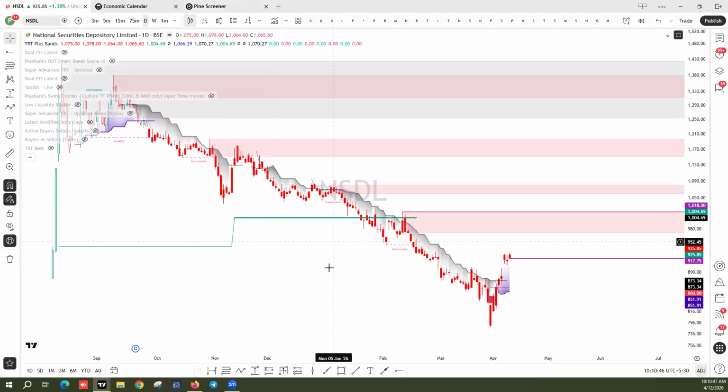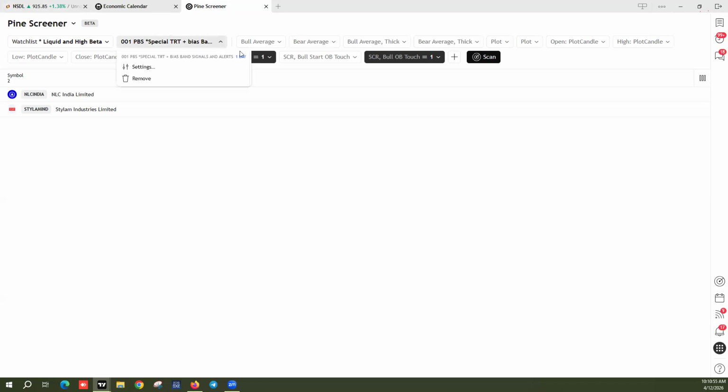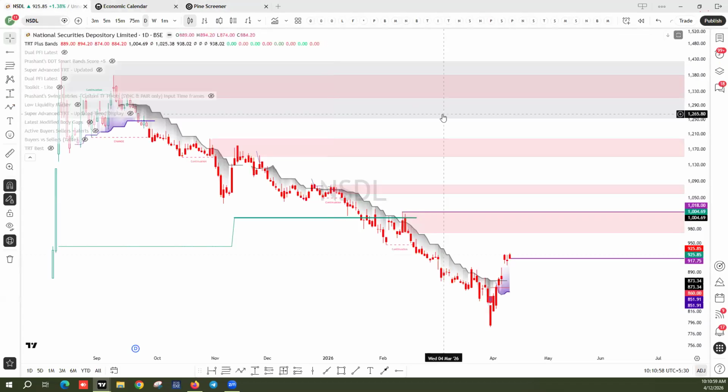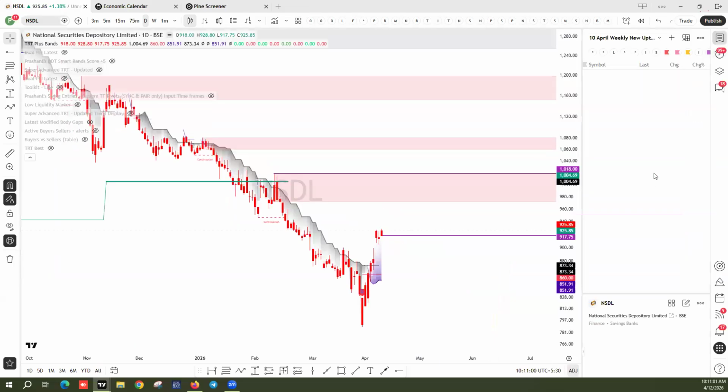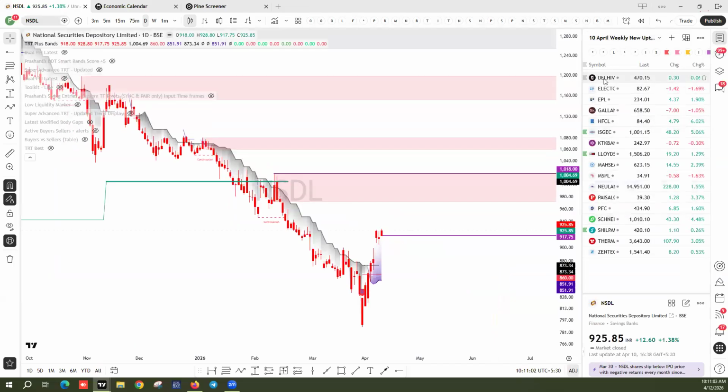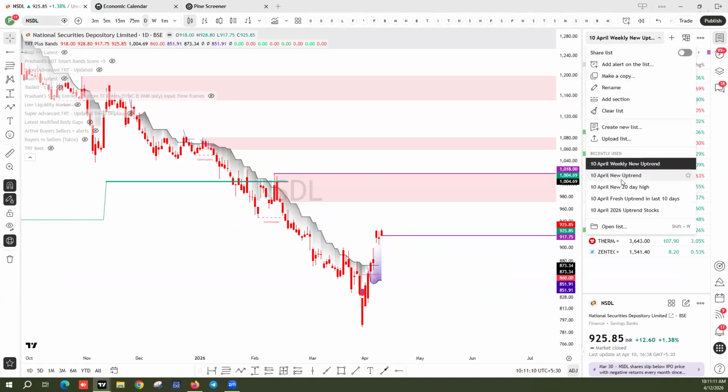For stocks, if I want to invest, then I will run a screener every month or every week, like new uptrend on a weekly time frame. Instead of daily, I will make it weekly and run that screener. We have added these 17 stocks, weekly new uptrend stocks. So I will run that once a week and I will understand which stocks are in uptrend.